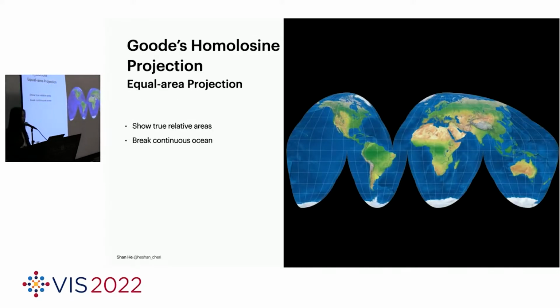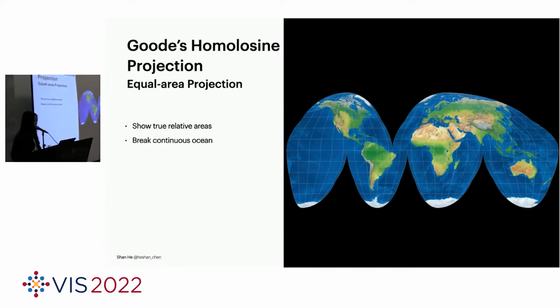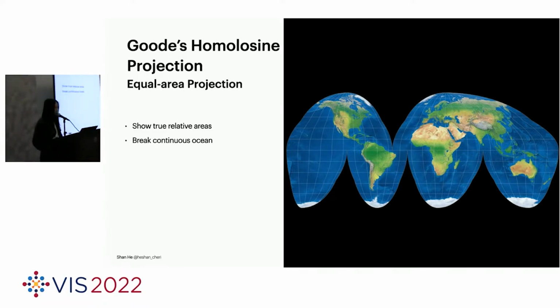This is another example, to the extreme, of a projection called Goode's homolosine projection. This one preserves the actual area of the surface of the continents, but unfortunately, because you need to preserve the actual area of the continents, you need to break the continuous ocean into these watermelon-like pieces. So this is another trade-off, right? If you want to preserve the actual area of the Earth, you use this type of projection, but then you have to break up the ocean surface.